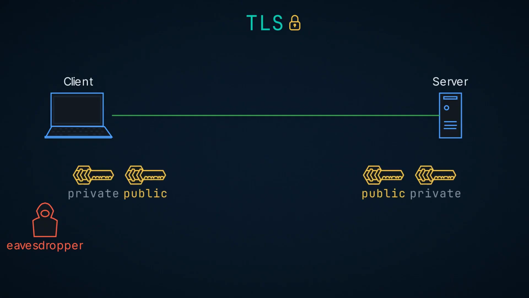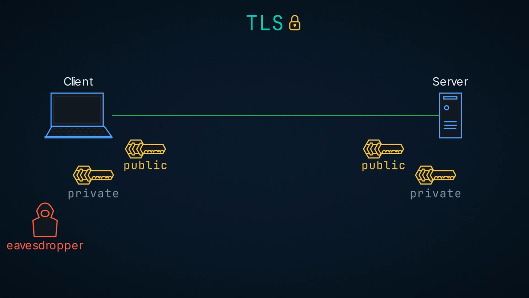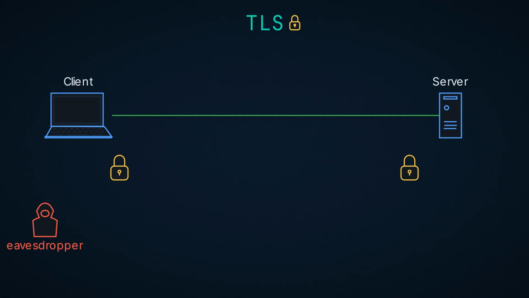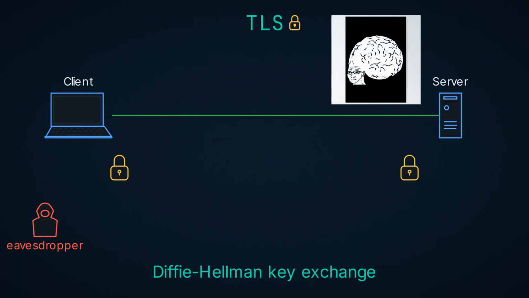Your browser and the server each generate half of a puzzle. They swap only the public halves out in the open, then each side mathematically combines its own private half with the other side's public half, and they both arrive at the exact same secret, a secret that was never, at any point, sent across the wire. That trick is a Diffie-Hellman key exchange, and it is one of the most beautiful ideas in all of security.